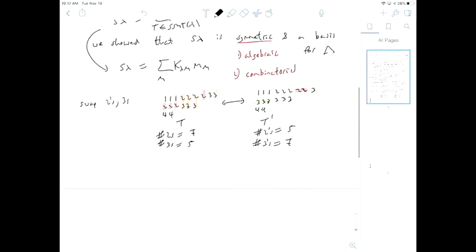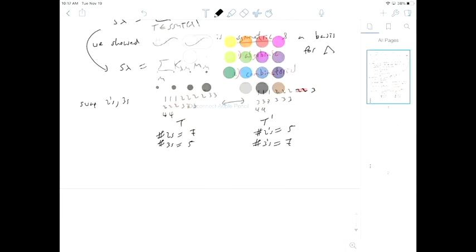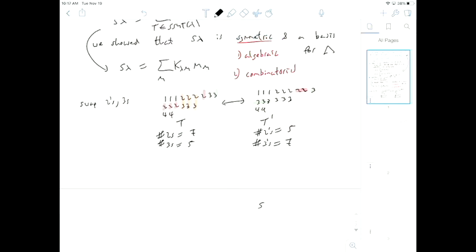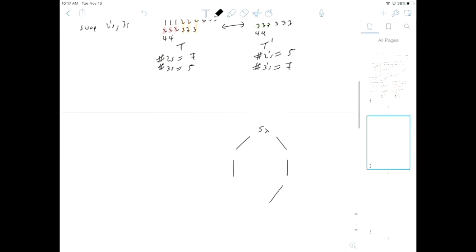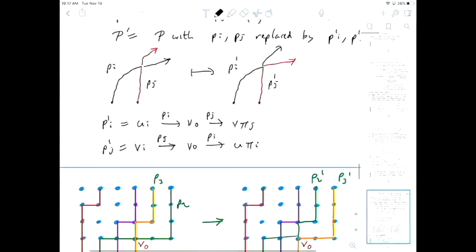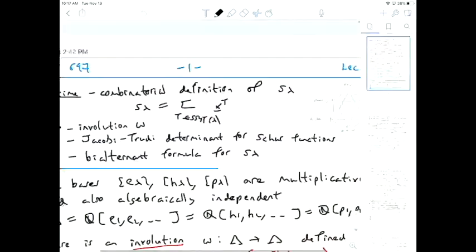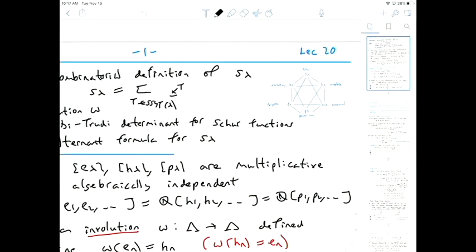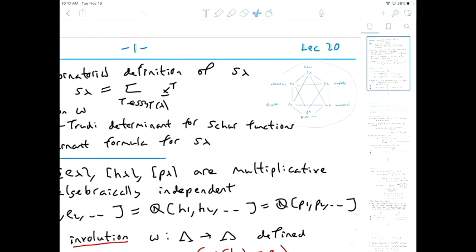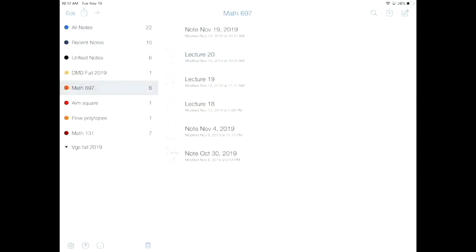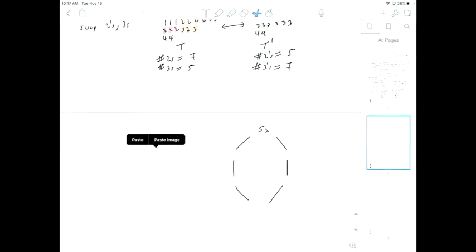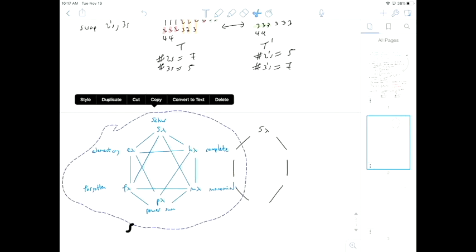Okay, so that's good, right? So we have our Schur functions, and we're going to stay with Schur functions for pretty much the rest of the course, which not much left. But okay, so remember our hexagon here. I forgot how we label things, but I should be consistent. So let me take a peek. So we had elementaries, complete. Okay, maybe I should just copy this. So that's our guy.